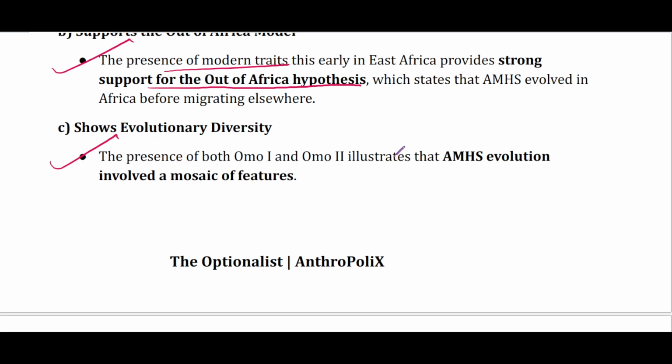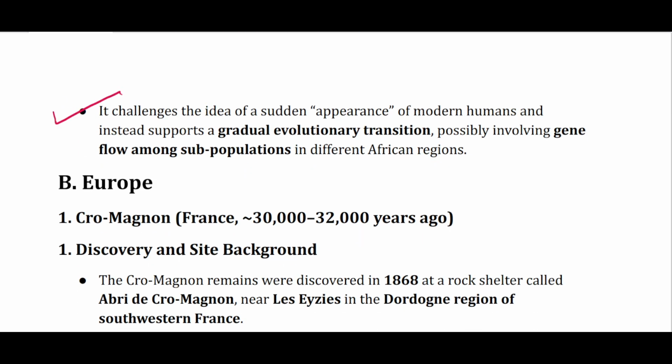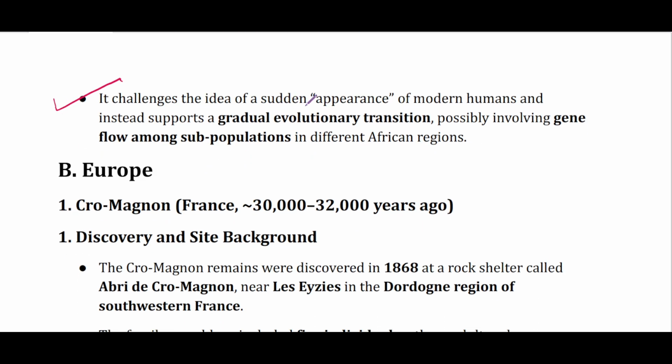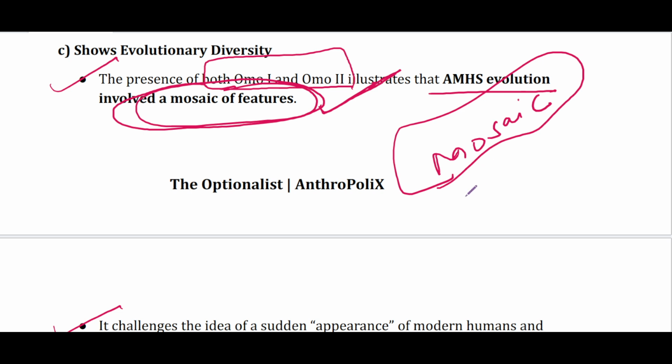Then the third one, the presence of both Homo first and second together, coexisting in the same layer, suggests that AMHS evolution involved a mosaic of features. Mosaic of features means different body parts are evolving at different rates. So finally, it challenges the idea of sudden appearance of modern humans and instead supports a gradual evolutionary transition. That's what the mosaicism means. Mosaic means the development of different body parts, different traits, at different speeds.